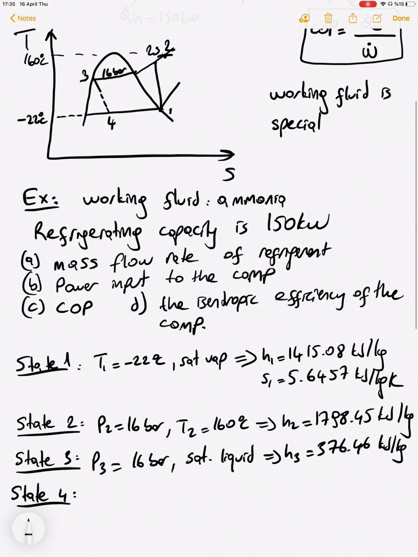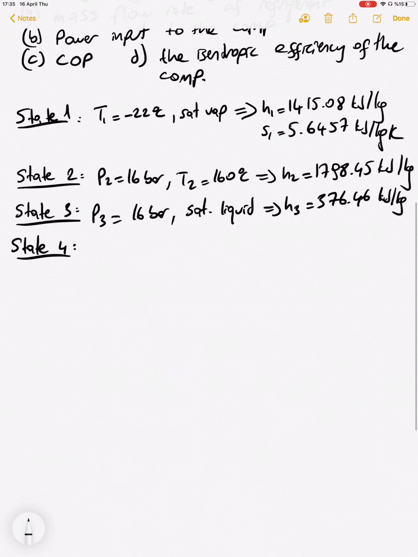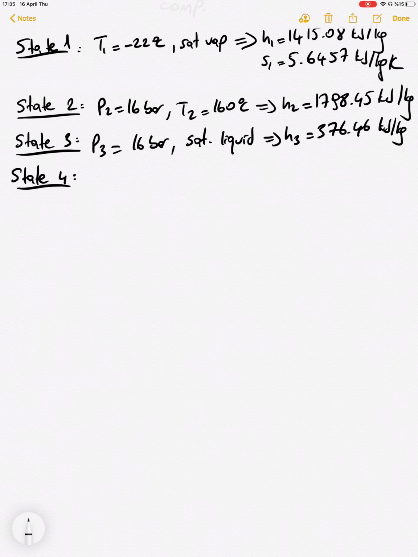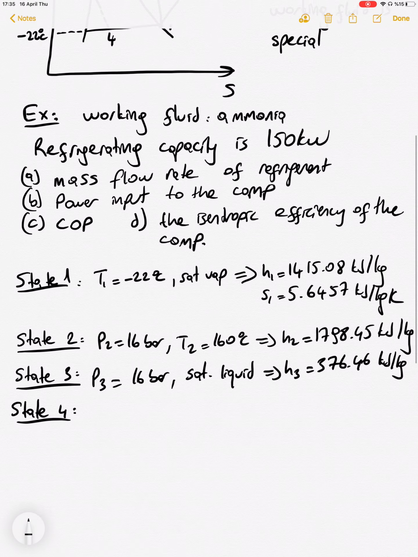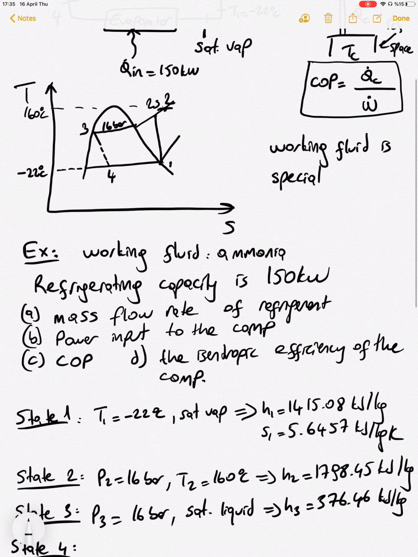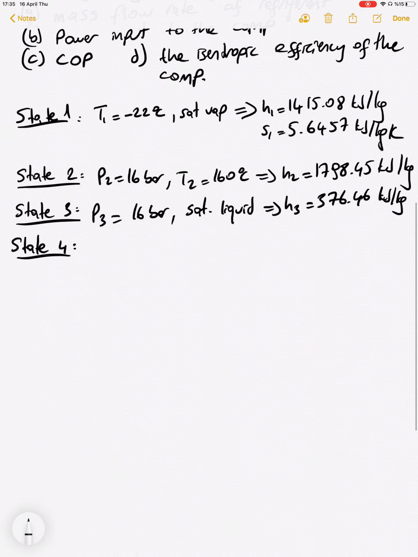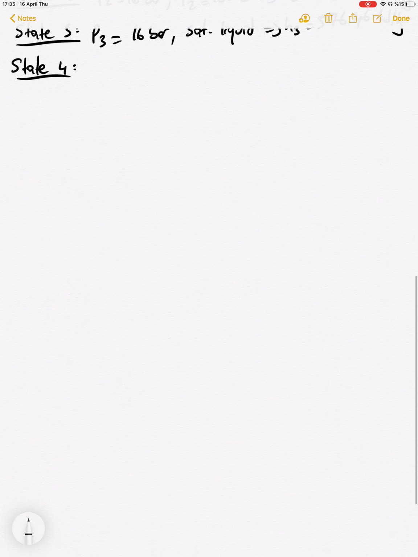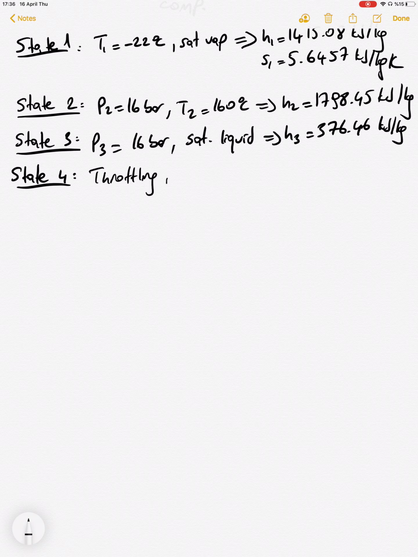So when we come to state 4, what do we know about state 4? We know the temperature, minus 22 degrees Celsius. And what else? We know that H3 is equal to H4 because of the throttling process. That's major information. Throttling process, and H4 is equal to H3, which is equal to 376.46 kilojoule per kilogram.